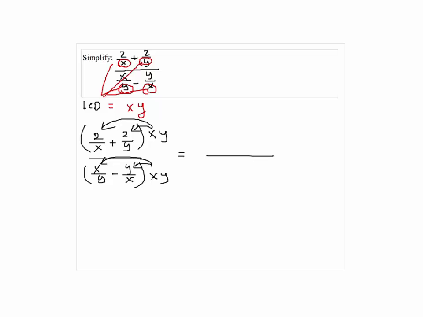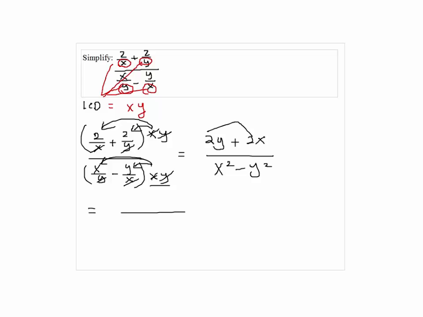So first, 2 over x times x over y is 2y, since x cancels out. In the second one, 2 over y times x over y, since the y's cancel out, we are left with 2x. On the bottom, we have x over y times xy. So the y's cancel, so we have x squared, minus x is gone, so we have y squared on the bottom.